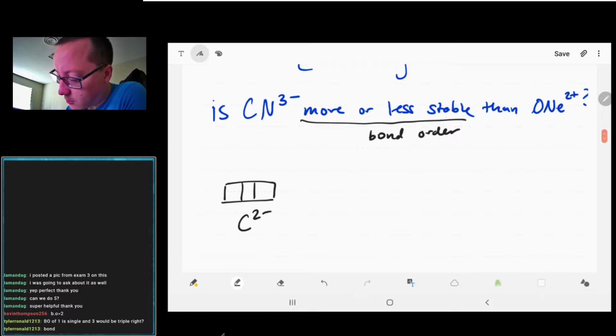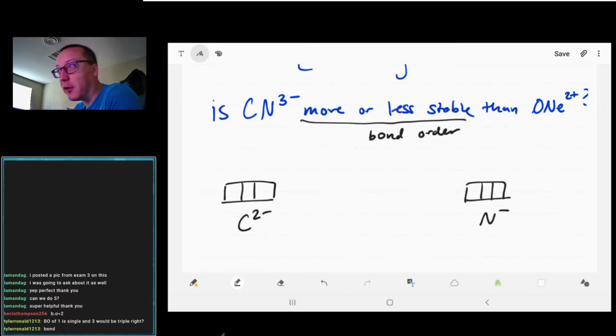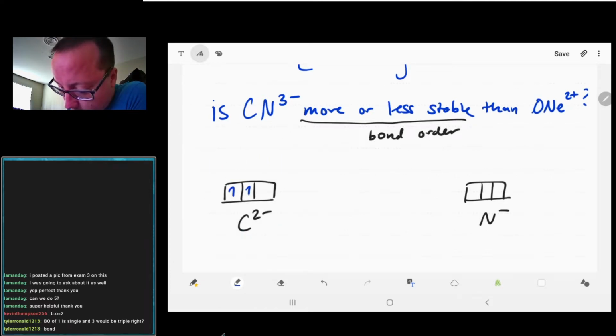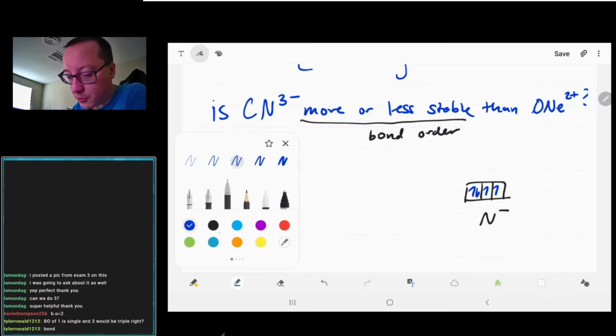I'm just going to do carbon 2 minus, nitrogen 1 minus. Again, you can put all 3 negatives on carbon or all 3 on nitrogen. It doesn't really matter. This is just to figure out how many electrons we have overall. So normally carbon has 2. I'm giving it 2 more. Nitrogen normally has 3, I believe. Yes. And then I'm going to give it 1 more. So it looks like we have 8 electrons total here.